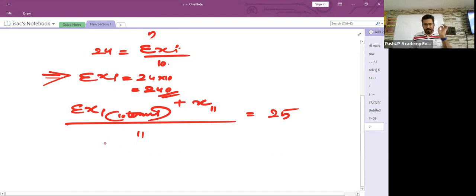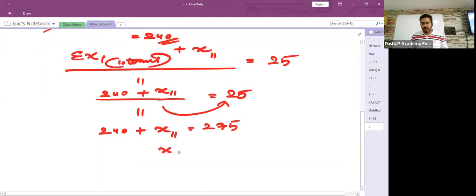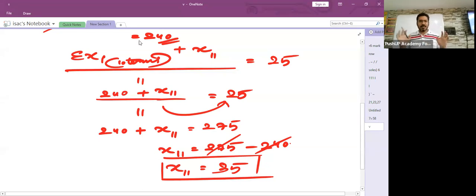So now, children, sigma xi for the first 10 terms that you already found, 240 plus x11 is something which you don't know. So 240 plus x11 divided by 11 is equal to 25. So children, 240 plus x11 is equal to, you will cross multiply 11 to the right hand side. So 25 into 11 is what? 275. Therefore, x11 is equal to 275. You bring that 240 to the right-hand side, becomes minus 240. So how much is 275 minus 240? It is 35. So the 11th observation which you're adding as extra is what? 35.